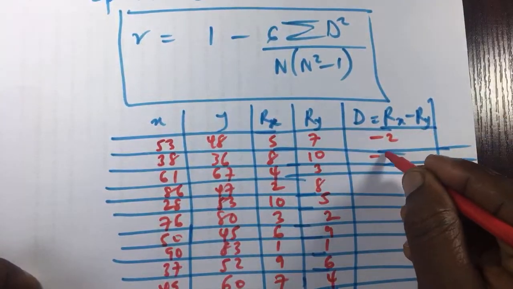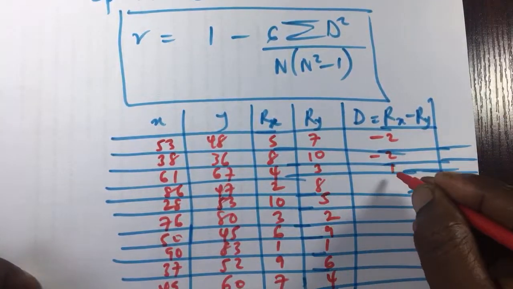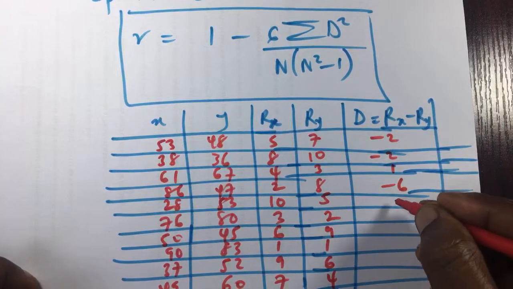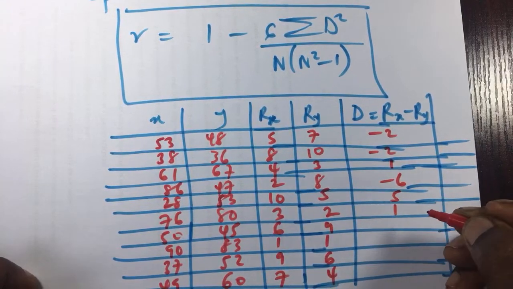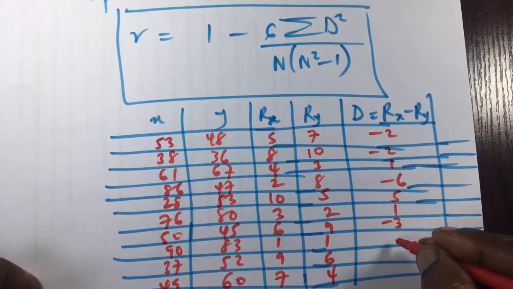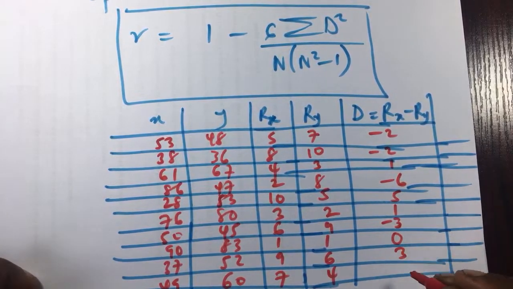8 minus 10 will give you minus 2. 4 minus 3 will give you 1. 2 minus 8 will give you minus 6. 10 minus 5 will give you 5. 3 minus 2 will give you 1. 6 minus 9 will give you minus 3. 1 minus 1 will give you 0. 9 minus 6 will give you 3. 7 minus 4 will give you 3, sorry.